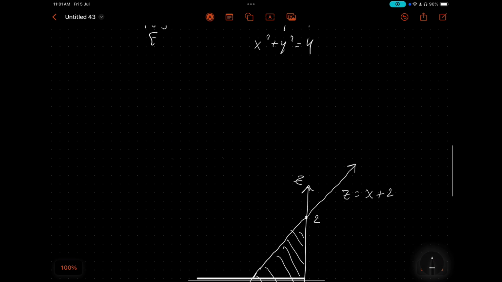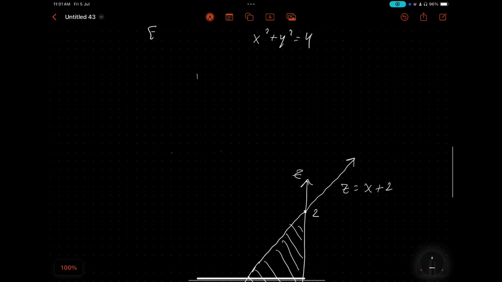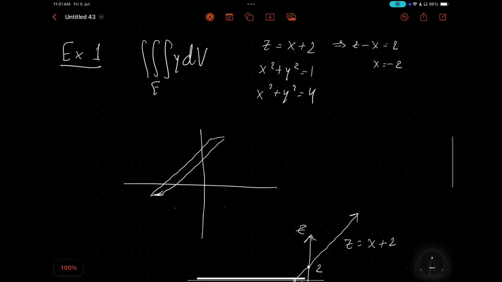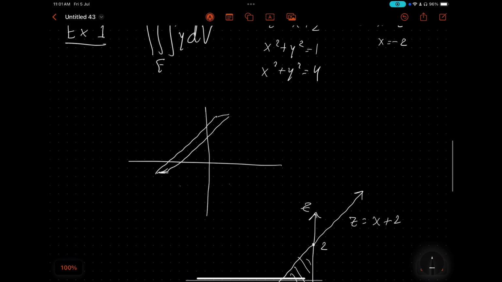Now, in the XY plane, let's try to do it again this time. Something like this. We draw it like this. Now this is our plane, and then we're going to have also a cylinder. It's going to be like this.